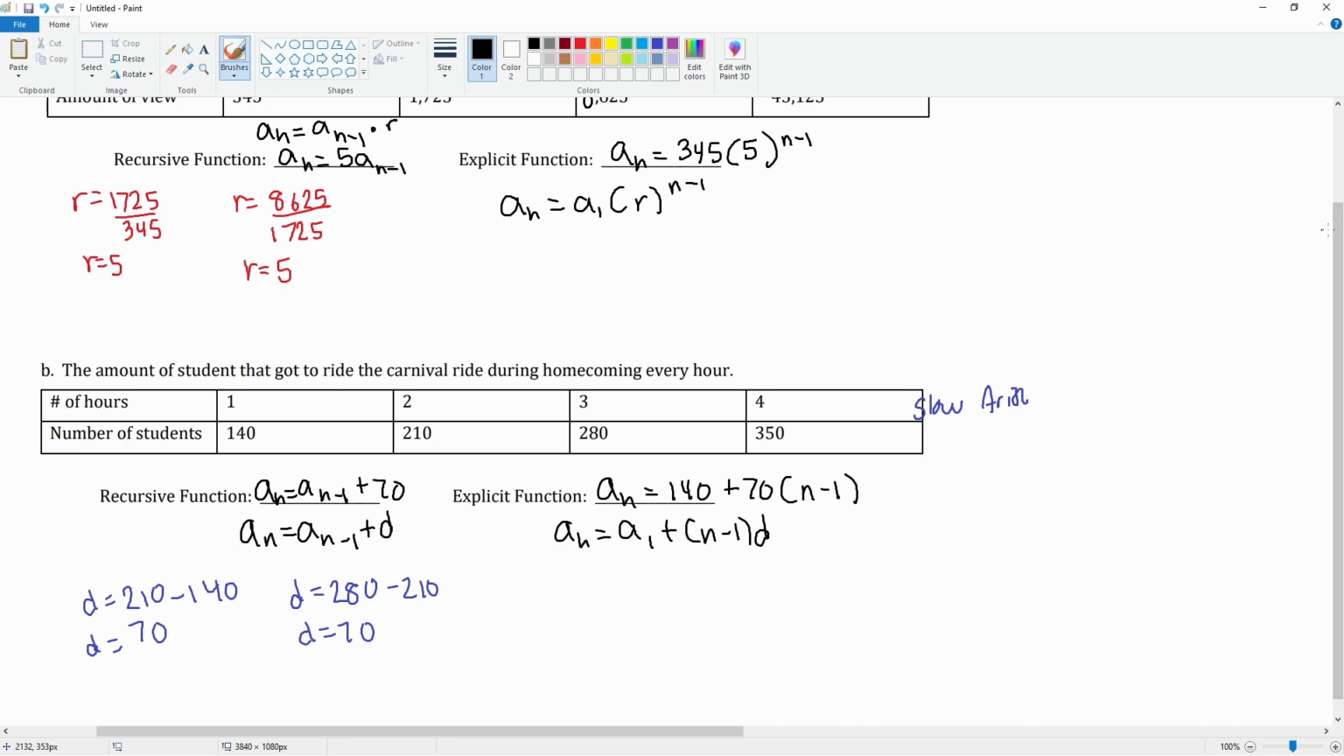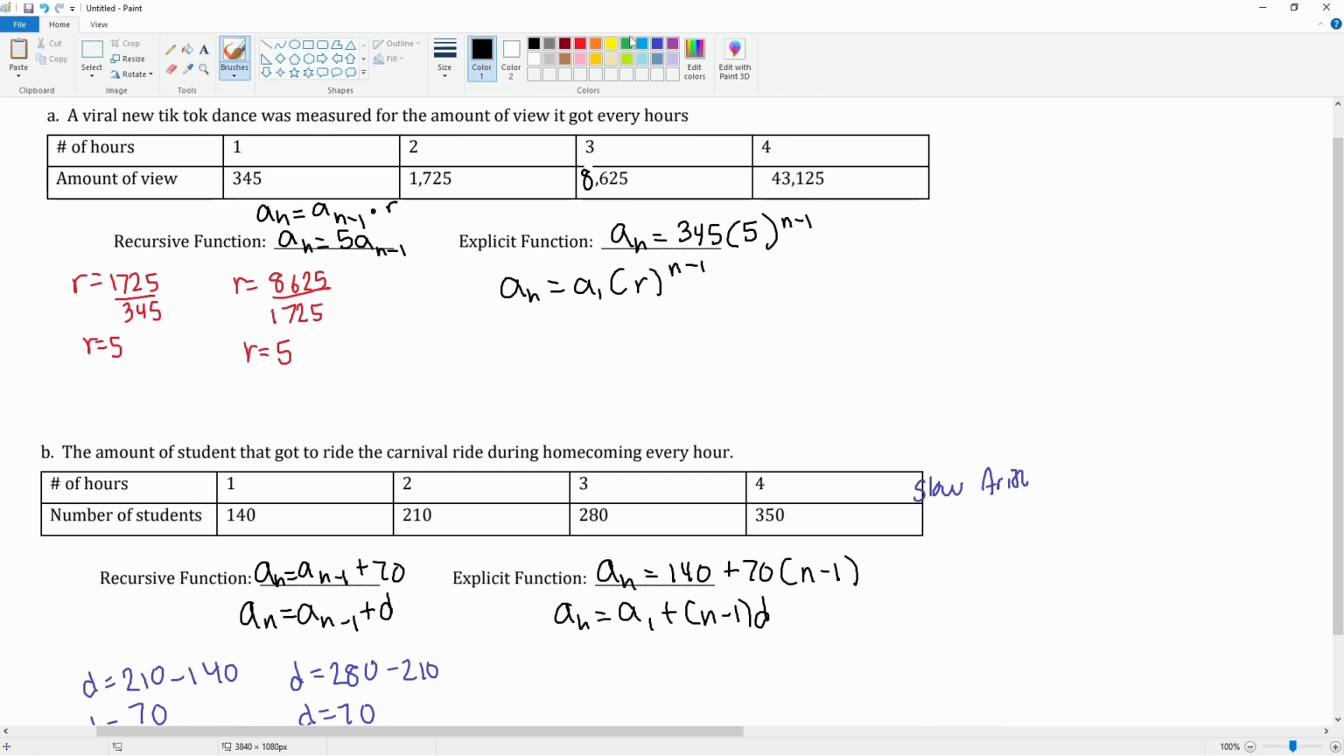So there you go. Okay, the first one was actually geometric, and B is arithmetic.